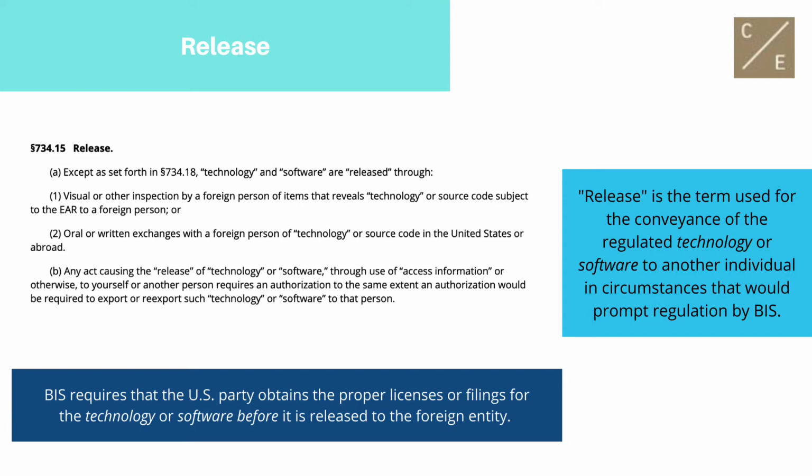Except as set forth in Section 734.18, technology and software are released through: 1. Visual or other inspection by a foreign person of items that reveals technology or source code subject to the EAR to a foreign person, or oral or written exchanges with a foreign person of technology or source code in the United States or abroad.